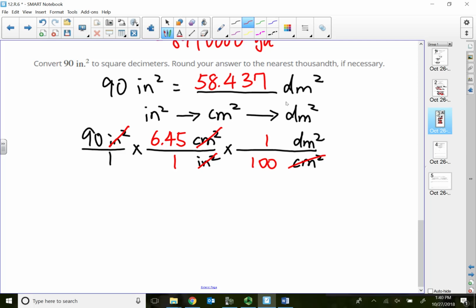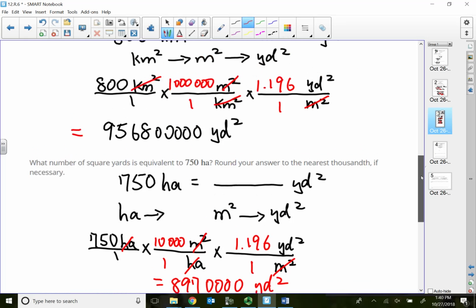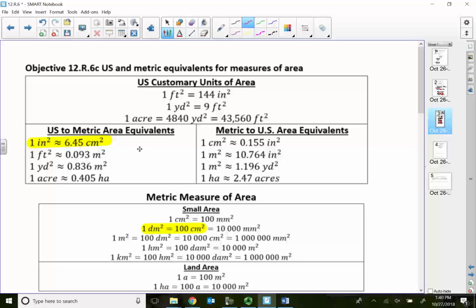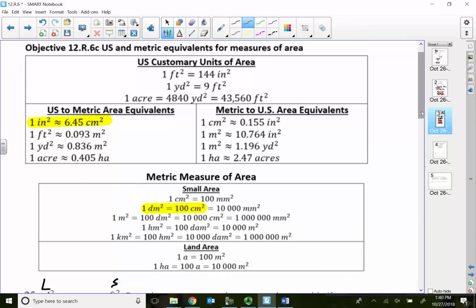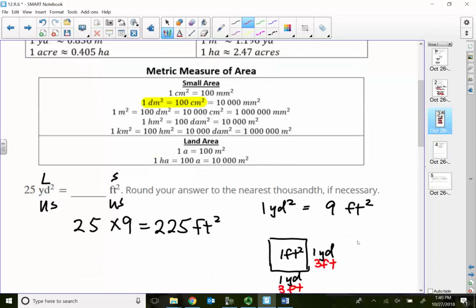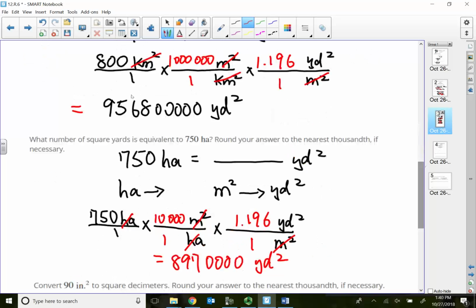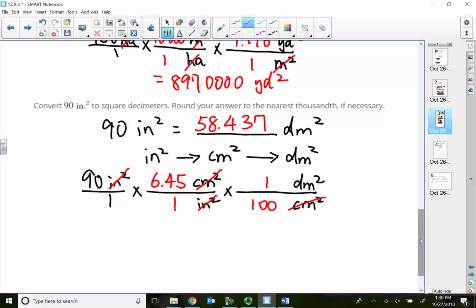All right. So, in this lecture video, we talked quickly about how to convert from US or metric area to another metric or US area. So, on many occasions, we have to go through other units in the middle in order to reach the unit that we desire. All right. So, our technique, dimensional analysis, does come in handy, especially when we convert units that we don't really normally use. All right. That will conclude this lecture video. Thank you for watching.